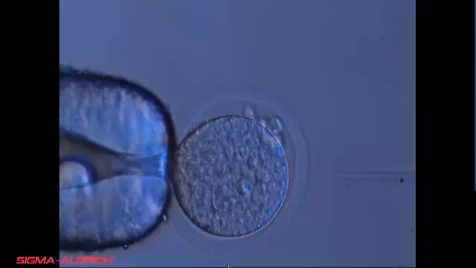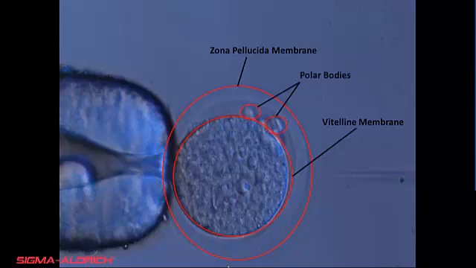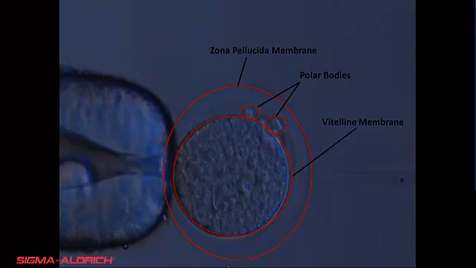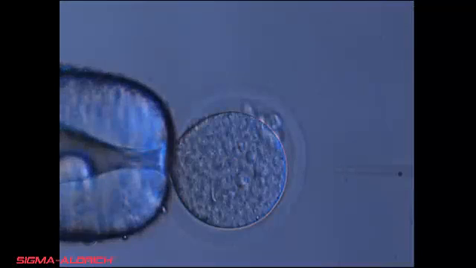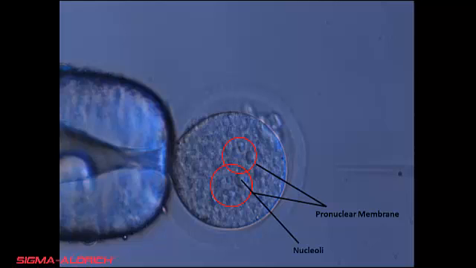The embryo is surrounded by 2 outer membranes, the zona pellucida and vitelline membrane. Between these 2 membranes lie the polar bodies, which are the byproduct of the uneven cell division that occurs during meiosis. Inside the embryo, we have the pronuclei surrounded by pronuclear membranes and containing nucleoli. We will be injecting our ZFN reagents directly into one of these pronuclei.